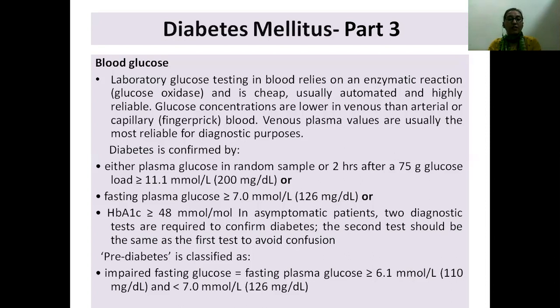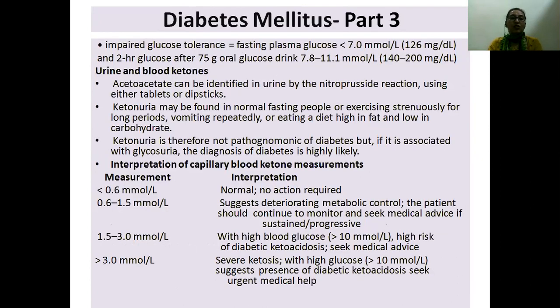Now there is one stage that is pre-diabetic. It is classified as impaired fasting glucose, that is fasting plasma glucose more than or equal to 6.1 millimole per liter, that is 100 milligram per deciliter, and less than 7.0 millimole per liter, that is 126 milligram per deciliter. Means between 100 milligram per deciliter to 126 milligram per deciliter, blood sugar level is considered as impaired fasting glucose.